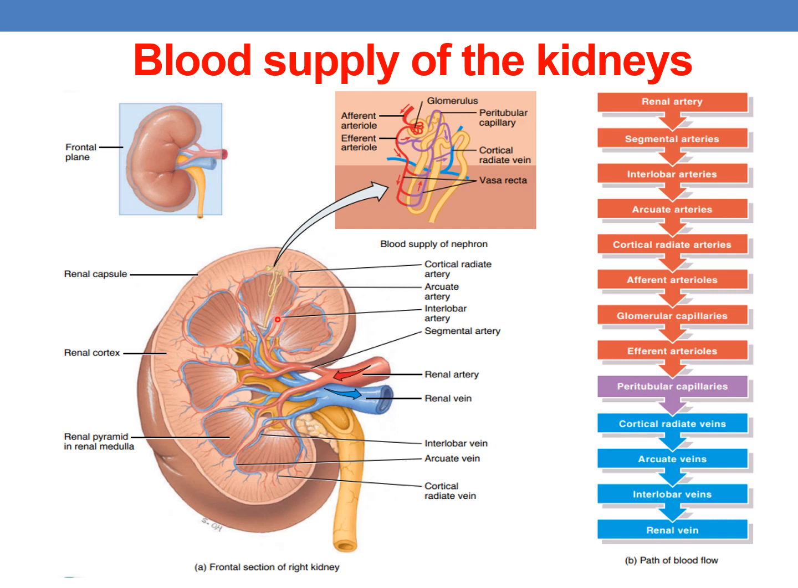The first one is the renal artery. The renal artery is divided into segmental arteries. Segmental arteries are divided into interlobar arteries. They form arcuate arteries and cortical radiate arteries. From that, afferent arterioles are seen. From the afferent arterioles, blood enters the glomerular capillaries, and from the efferent arterioles, it enters the peritubular capillaries. From that, it enters the cortical radiate veins, arcuate veins, interlobar veins, and the renal vein. This is the order of blood supply of the kidney.